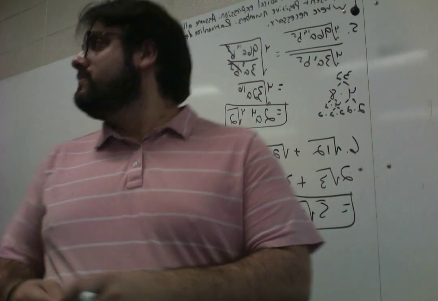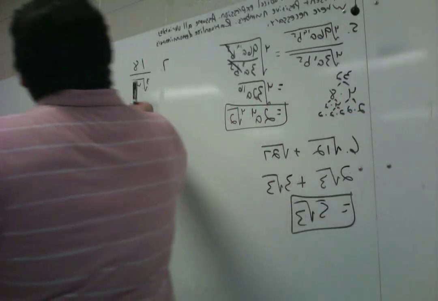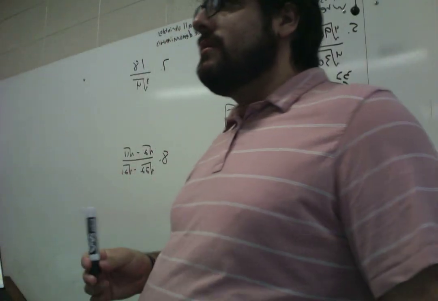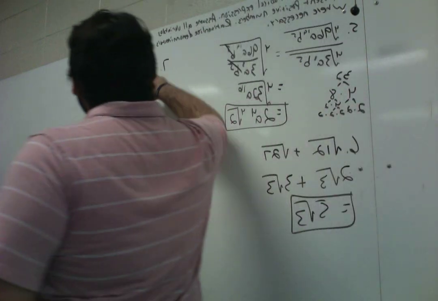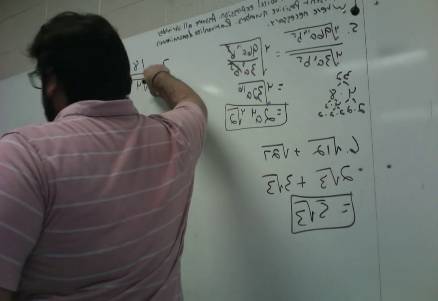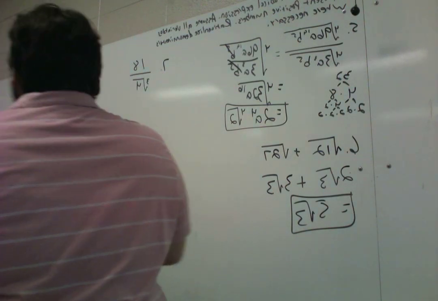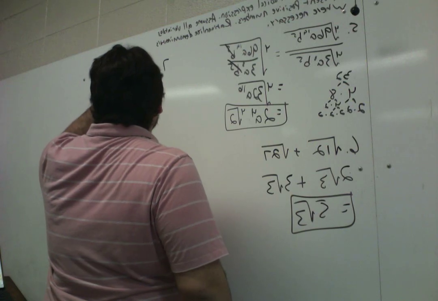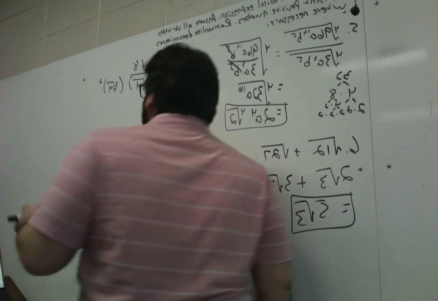All right, we got a couple more. We got 18 over the cube root of 4. Okay. With this, this is a cube root. So at the very least, we want to multiply this by that twice. So we have 3 of these to cancel out that root. So I'm going to multiply this by the cube root of 4 twice.